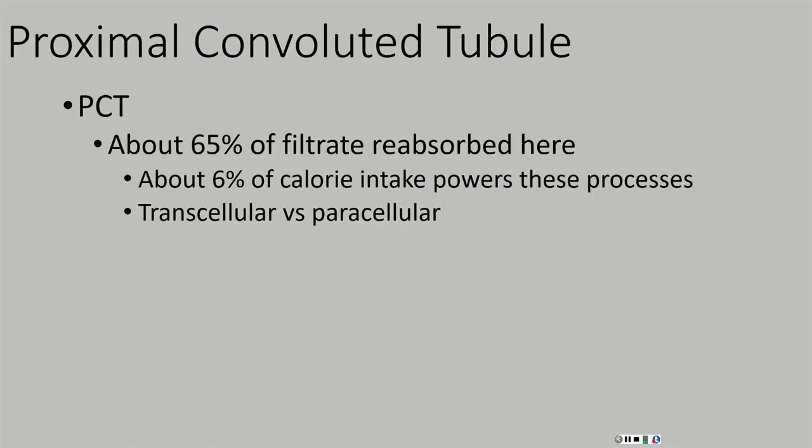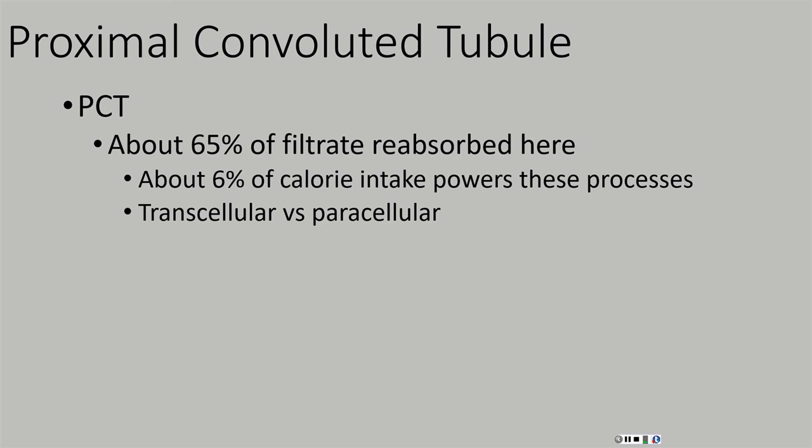So, first looking at the proximal convoluted tubule. This is as soon as that filtrate leaves Bowman's capsule and it moves into the first part of the tubule, the proximal convoluted tubule, the PCT. And here in the PCT, about 65% of the filtrate that we just made inside Bowman's capsule is immediately reabsorbed. So over half of the filtrate that we produce is reabsorbed in the very first part of the kidney tubules.